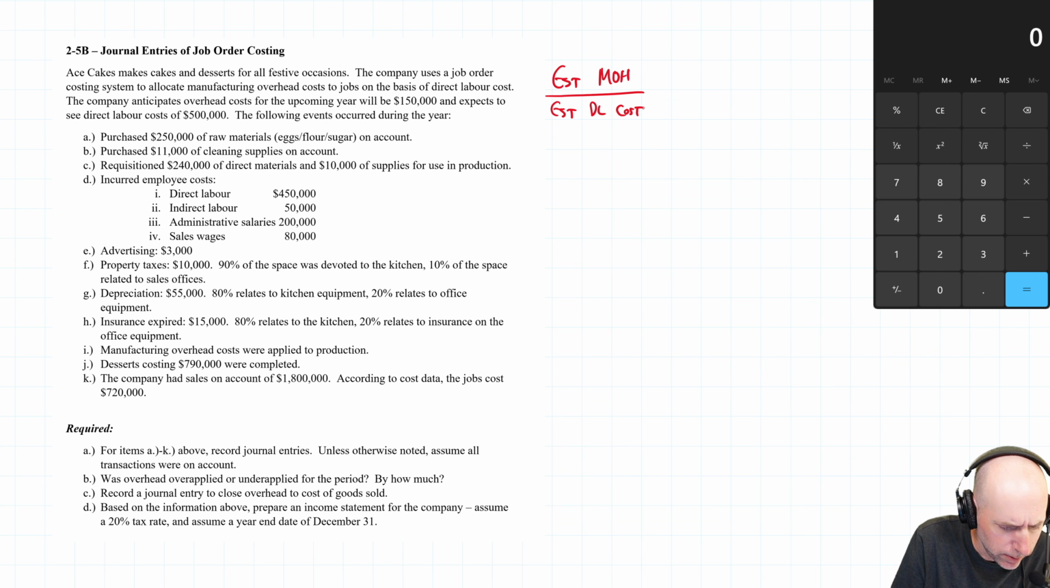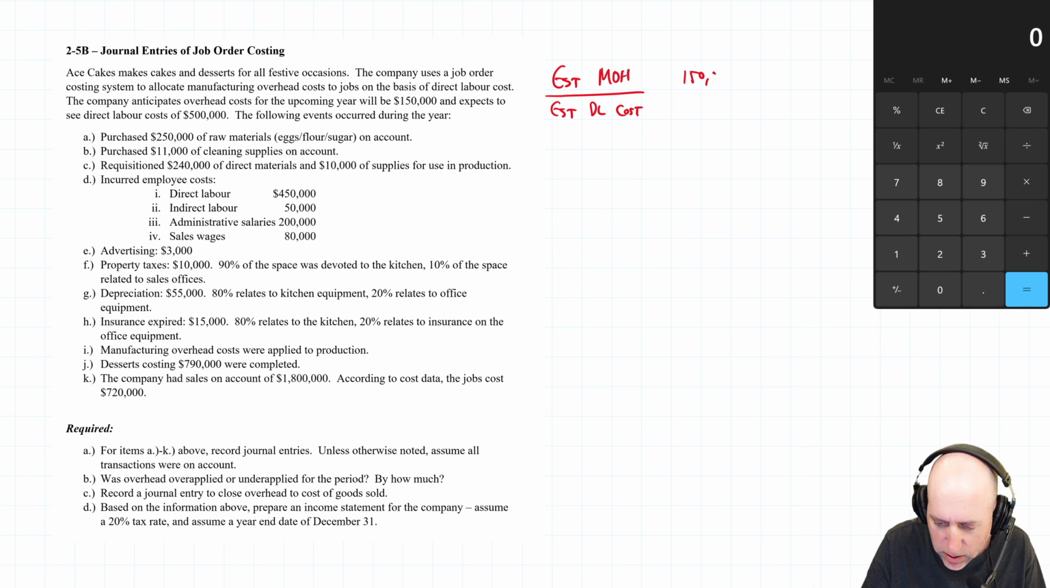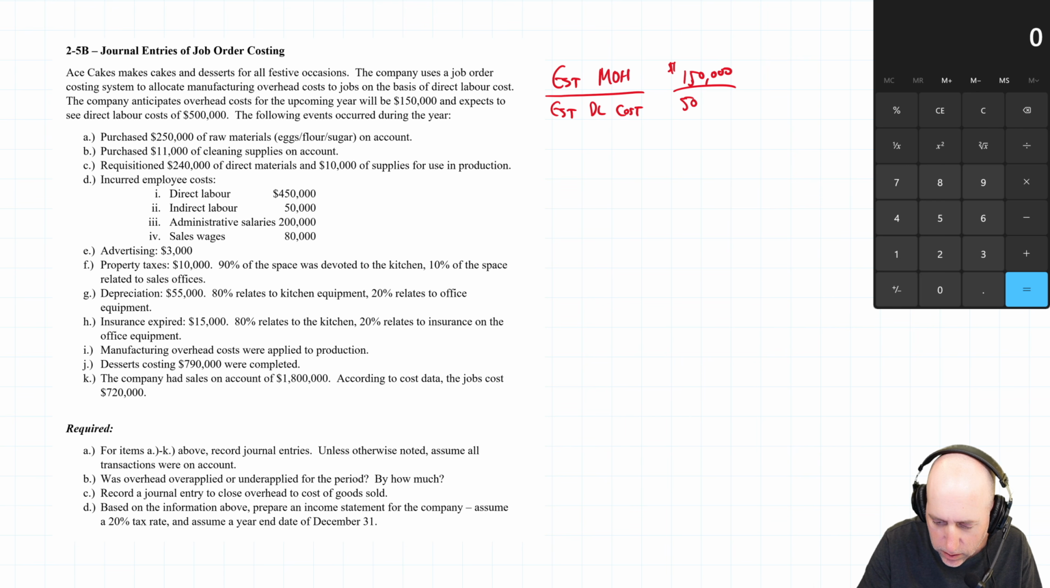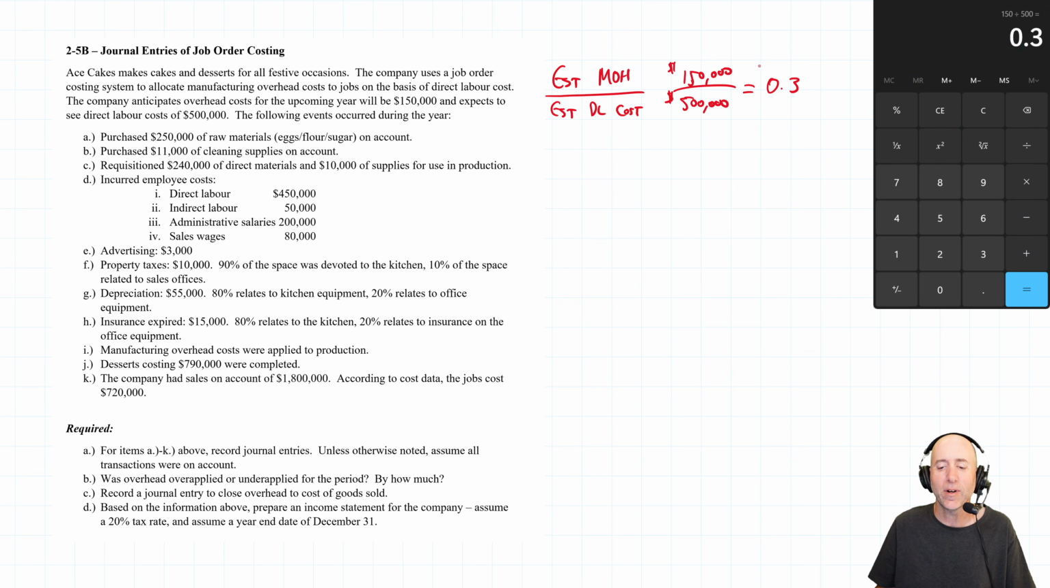It further says the company anticipates its overhead costs for the upcoming year are going to be $150,000, and it expects direct labor costs of $500,000. So 150 divided by 500 gives us 0.3. What does that number even mean? It means for every dollar I spend on labor, I expect to spend 30 cents on overhead.